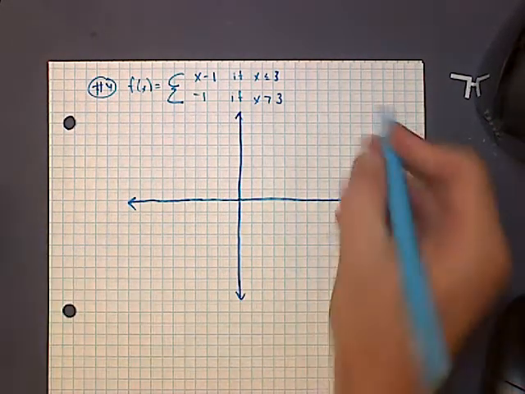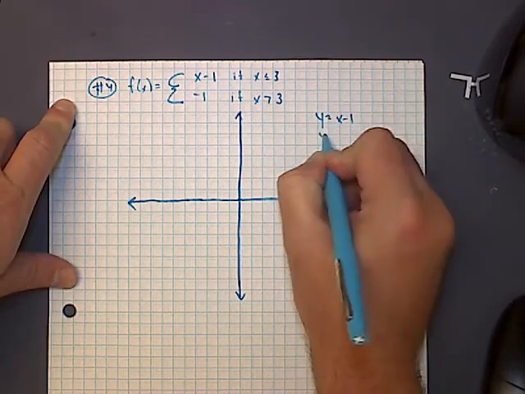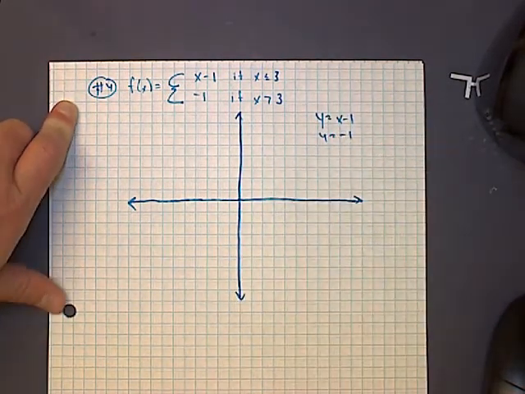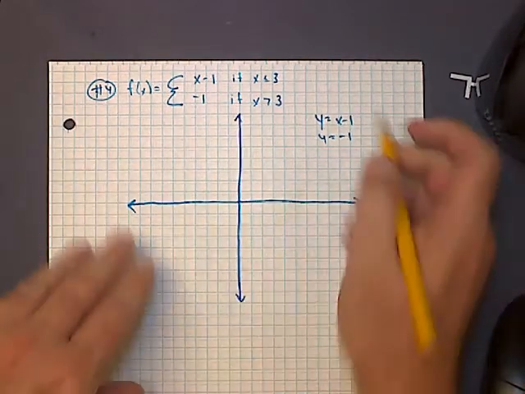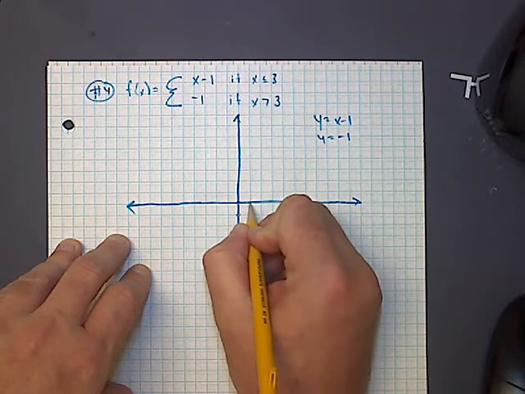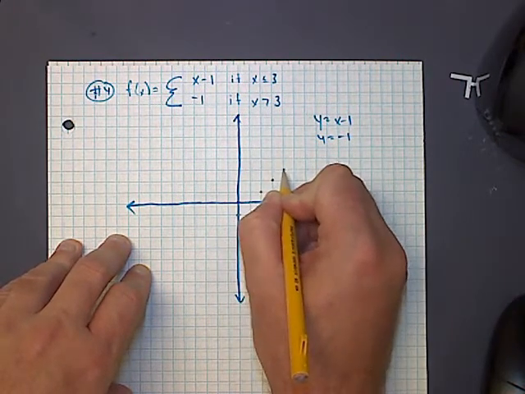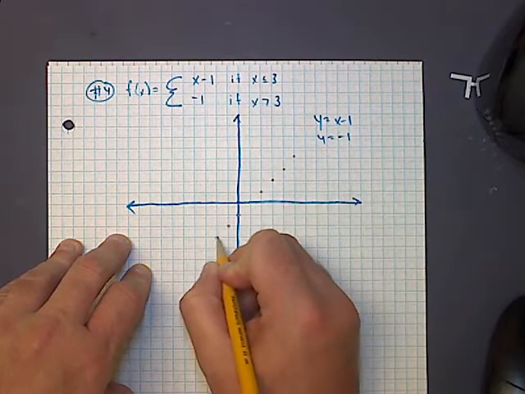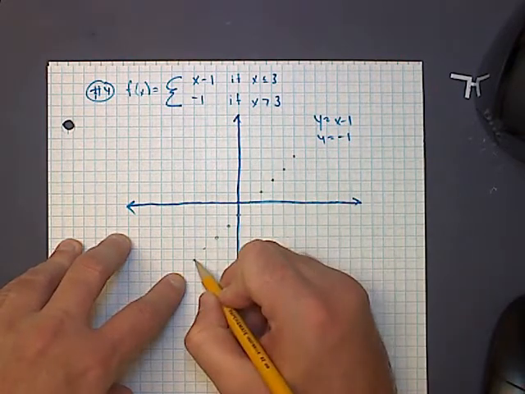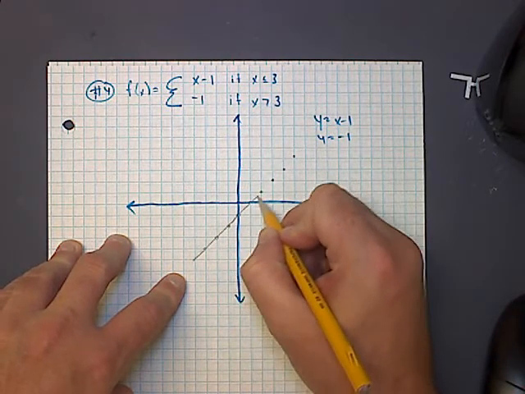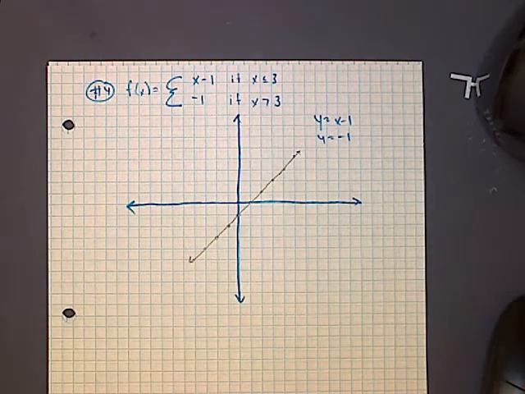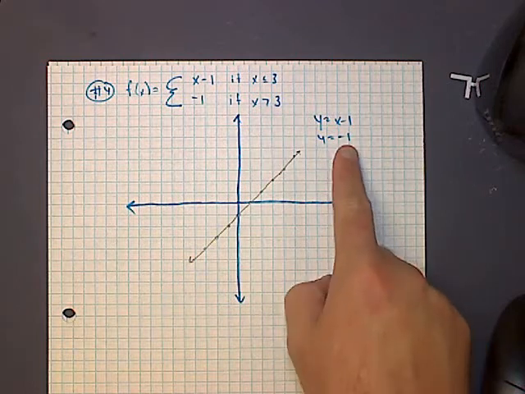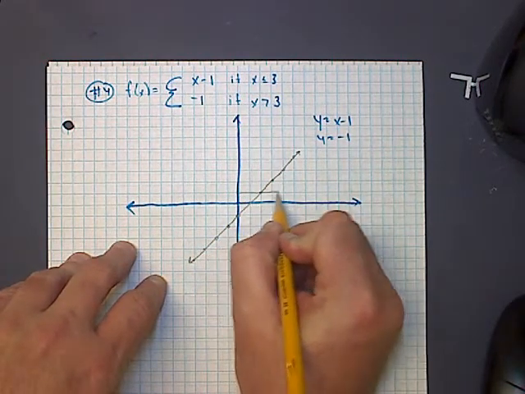Two functions we're graphing here. We have y equals x minus 1 and y equals negative 1. They're both linear, so we can use y-intercept and slope to graph it. So this first one, negative 1 is your y-intercept. I'm going to go up 1 over 1, up 1 over 1. The other one is negative 1 as a horizontal line.